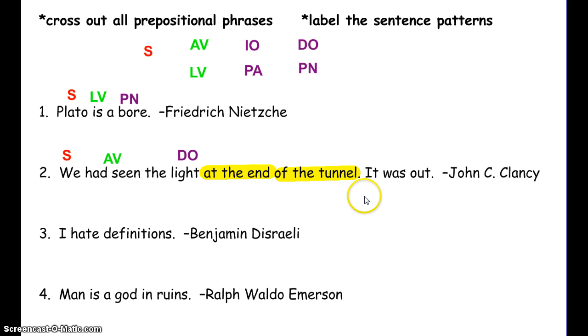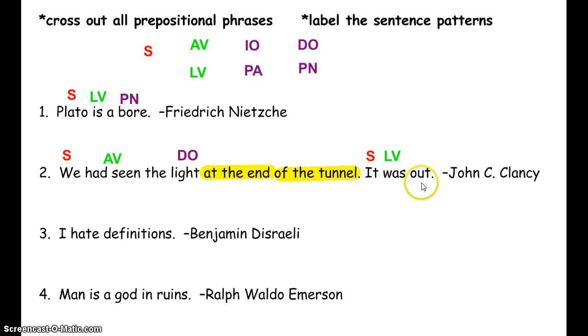And then I have another sentence at the end. It was out. So my subject is it. My linking verb is was, and I know that right away because I studied my linking verbs and I have them memorized for that very reason. It was out. If I look back to my sentence patterns, I know that after a linking verb, I can have a predicate adjective or a predicate noun.